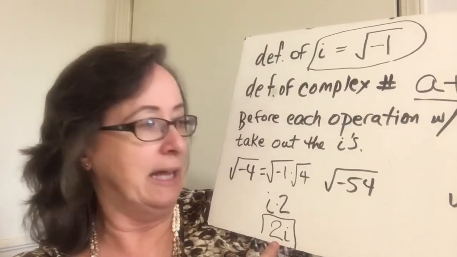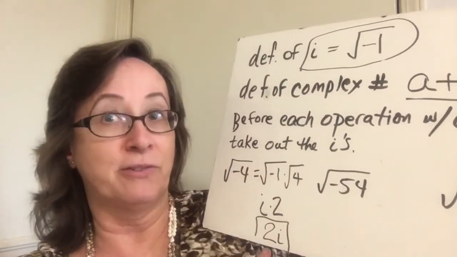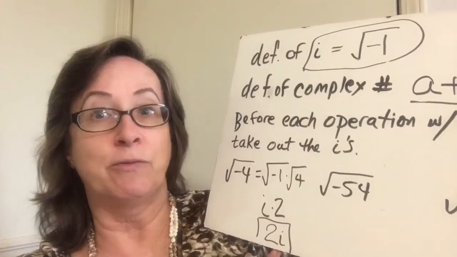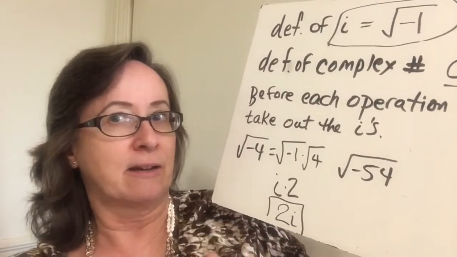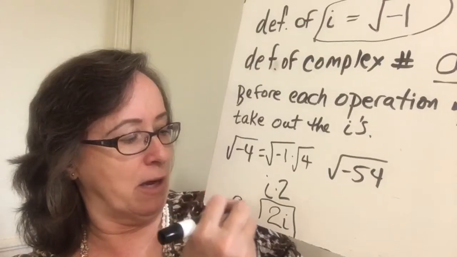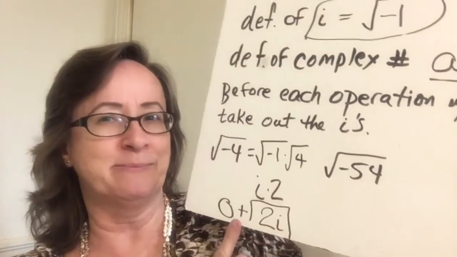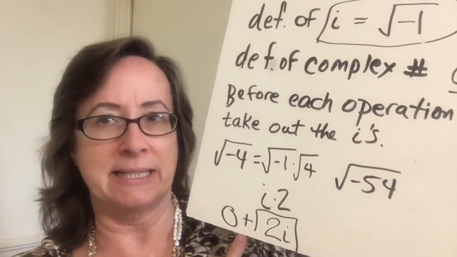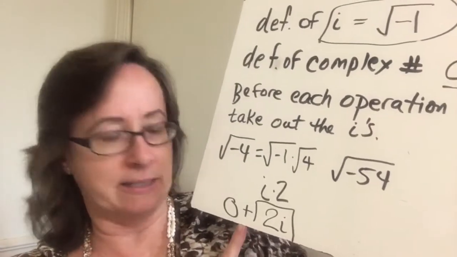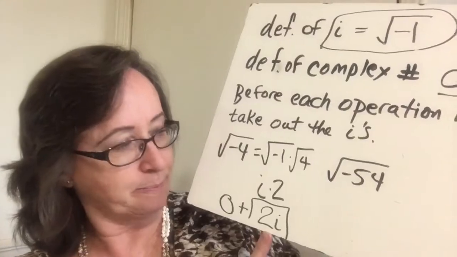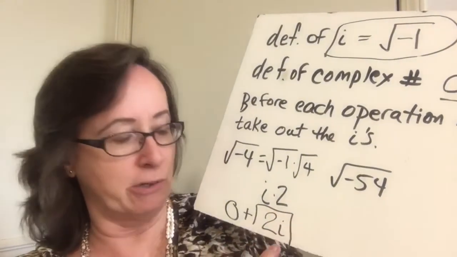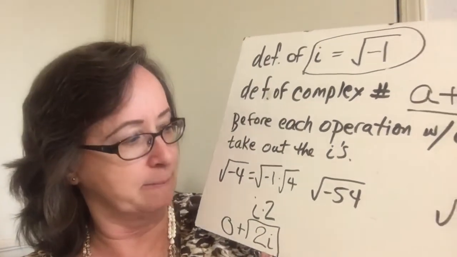is the simplified form. And if we were going to write it officially in its complex form, it would be 0 plus 2i. But putting 0 plus is kind of tedious. So 2i is usually considered fine. Okay, it's the imaginary part, so 2i is fine.